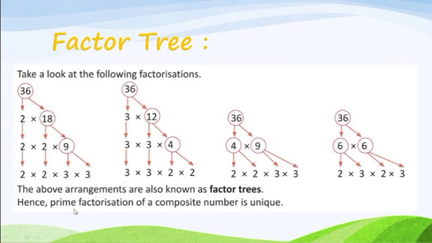So hence the prime factorization of a composite number is unique. See, it does not have only one method. I can't write 36 only this way. I can write 36 in many ways. Whichever way you write the value, lastly you will get the same answer.